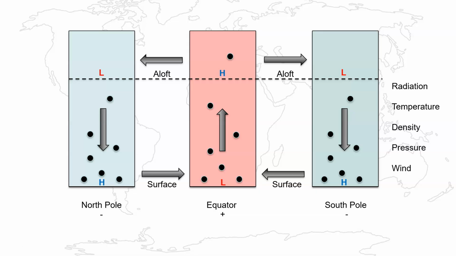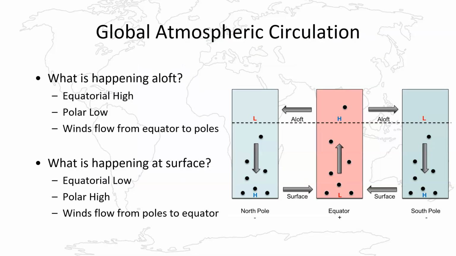And so to summarize all of this, we can break it down into what's happening aloft versus what's happening at the surface. In the upper atmosphere aloft, we're going to have an equatorial high and a polar low. Winds are going to flow from the equator to the poles. At the surface, we're going to have an equatorial low, and we're going to have polar highs, and winds are going to blow from the poles to the equator. This is our one-cell Hadley cell model.